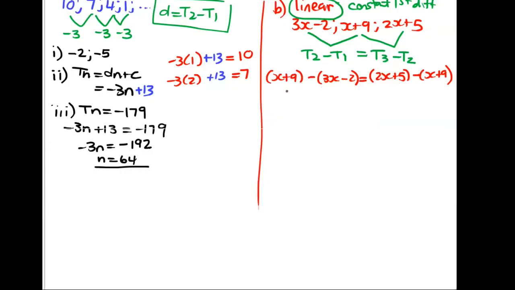Okay, so x minus 3x, that'll be negative 2x. 9 plus 2 is 11. And then on the other side, 2x minus x is x. 5 minus 9 is negative 4. So negative 3x is equal to negative 15. And so x, we get an answer of 5. x will give us a value of 5.